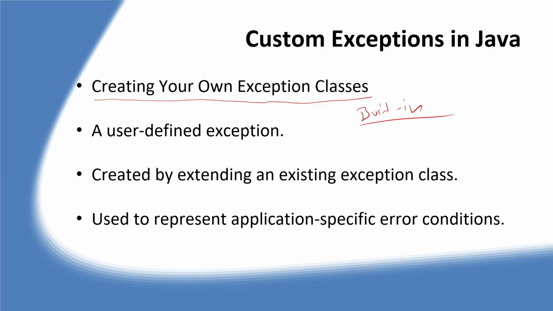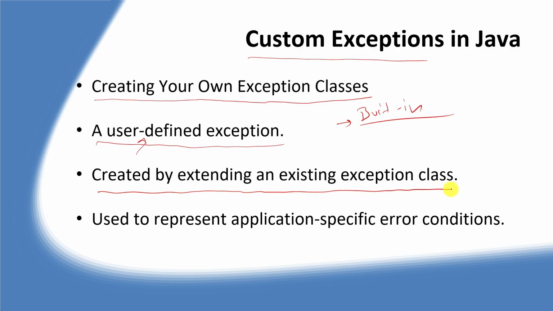But in some scenarios, let's say we have some business logic, and for that particular business logic, we want a specific exception to be thrown. So we will create our own exception class instead of using a built-in exception class. And that particular exception class, which we create on our own, we call a custom exception class. It is a user-defined exception. We are defining what the exception class is, what it will do, and how it will do it. It is created by extending an existing exception class.